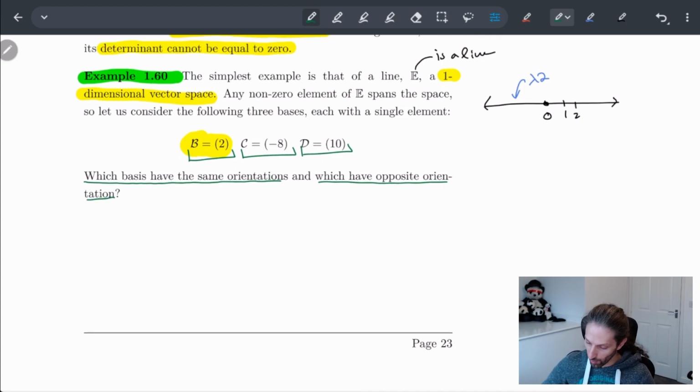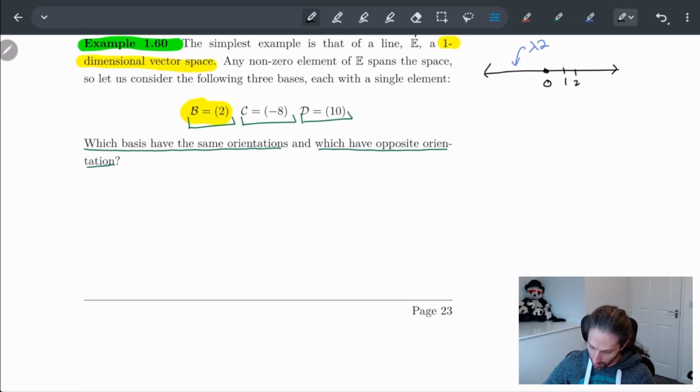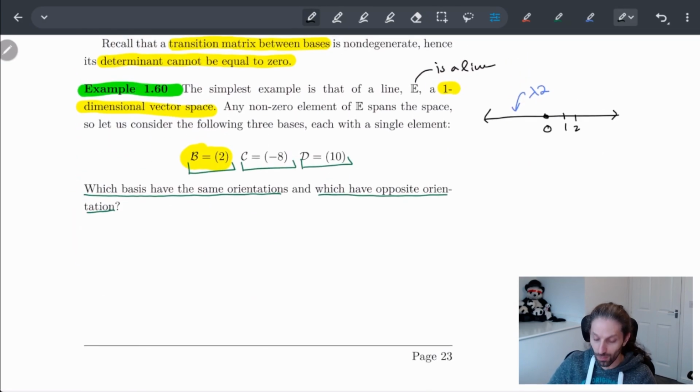So in other words, what we want to do is calculate this transition matrix. We want to look at this transition matrix here, and then look at its determinant, and that'll give us what we want. Okay, so what's the transition matrix from B to C? Basically, how do I get from B to C? We multiply by -4. So B to C is equal to -4.